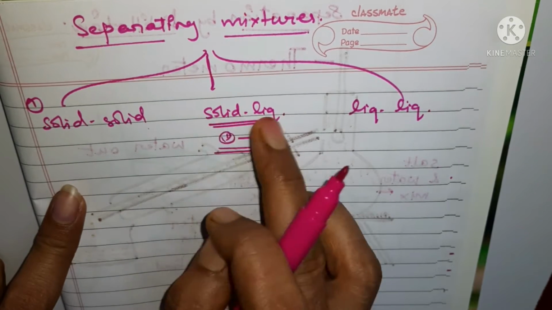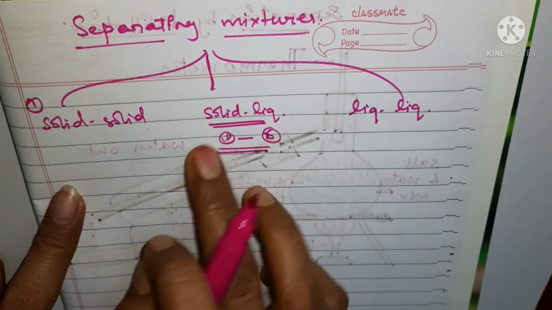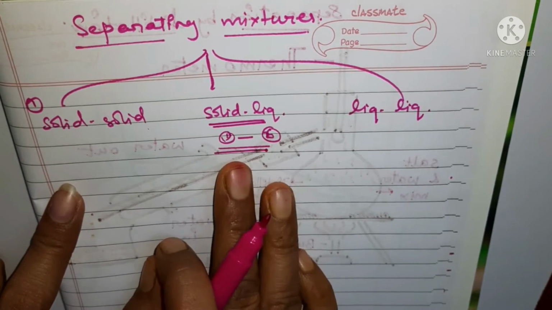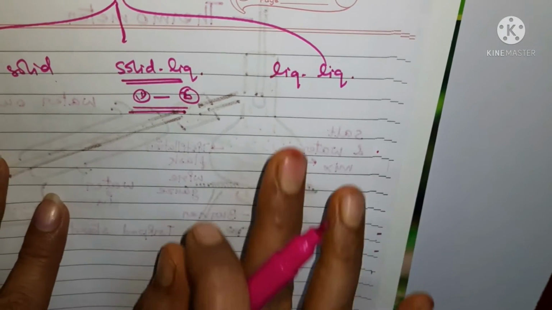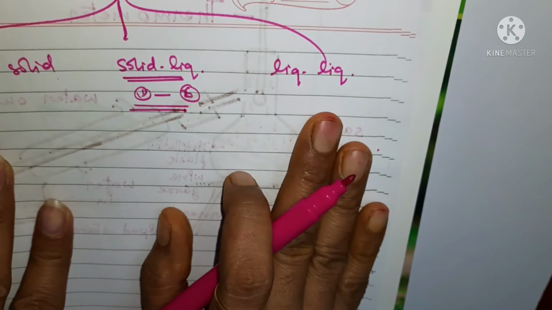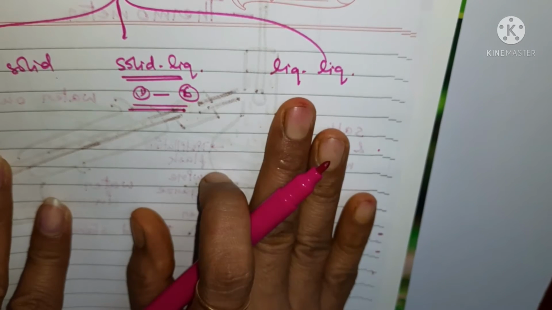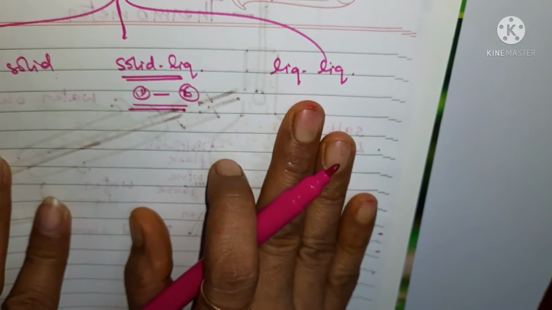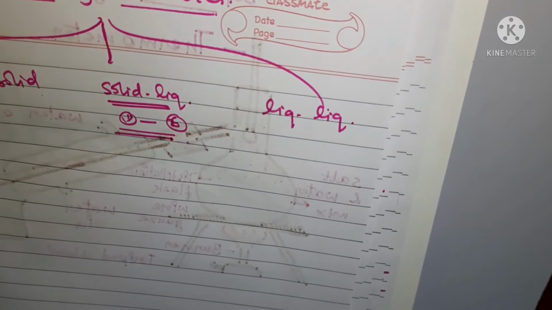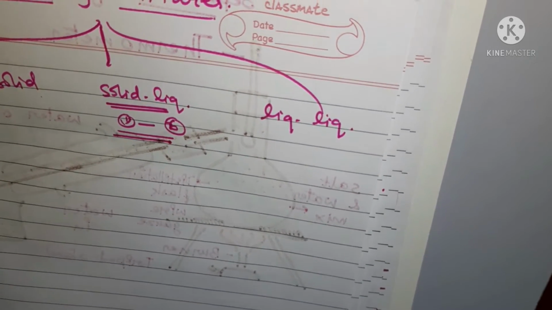In which the mixtures in which solid and liquid both are present, and you were to separate solid from the liquid. Now we are having another category where two liquids are mixed together. So in this case, what type of methods we are going to use and how to separate two liquids from each other, that we are going to understand today.